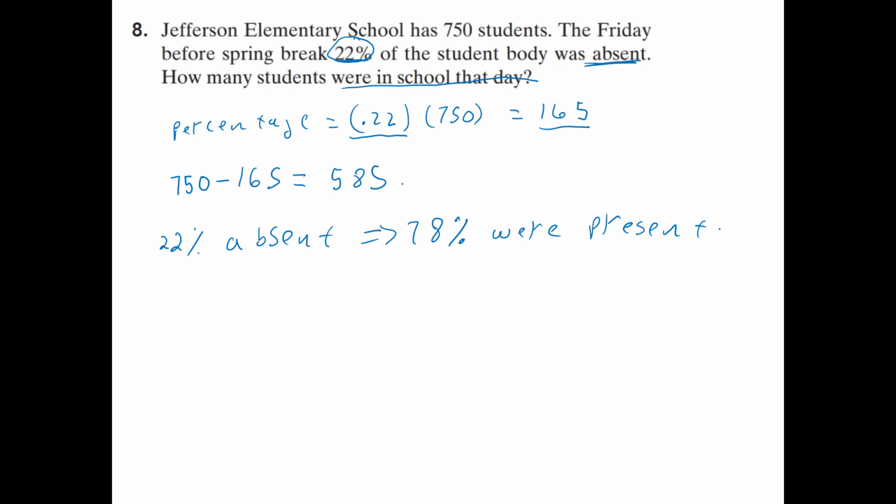Okay, and so now this is the portion of the whole that we're concerned with, and now this is a basic percent problem. The percentage is equal to the percent times the whole. And when we do 0.78 times 750, we get 585. Same answer. Two different ways of doing the problem. But the problem itself was not a basic percent problem because we were not given the percent that we were interested in, but we could find it.